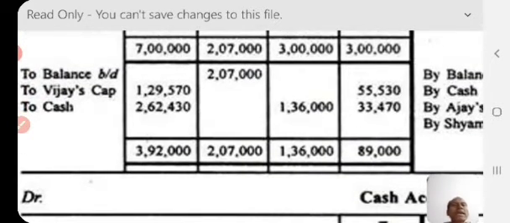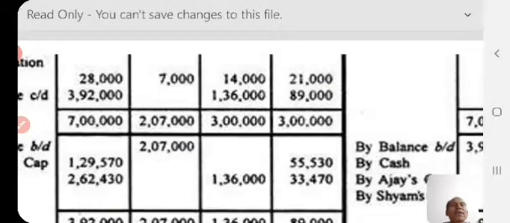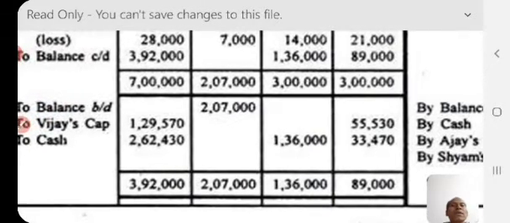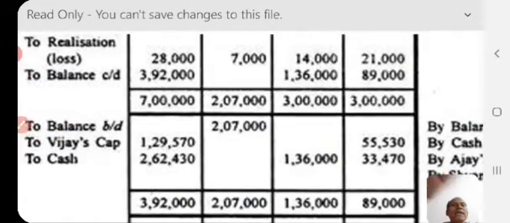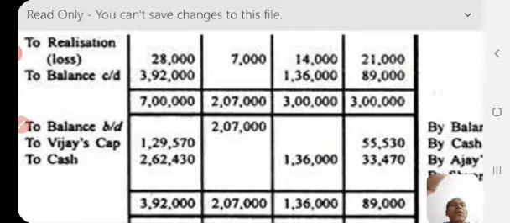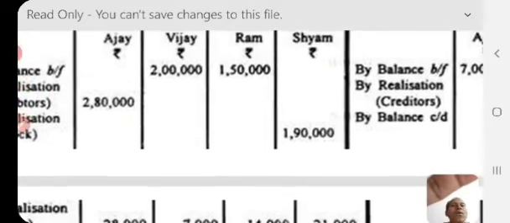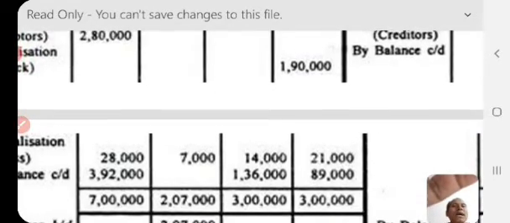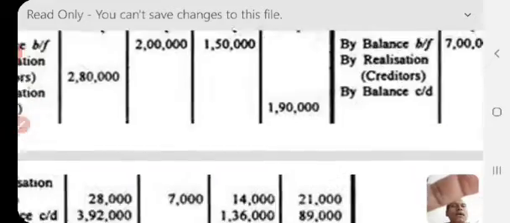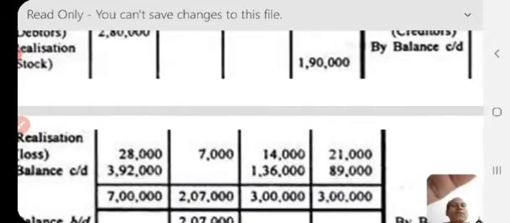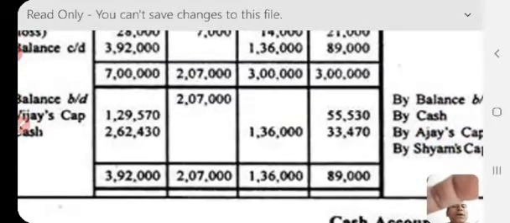So Vijay's capital is 1,29,570. This is one. The balance is 3,92,000, and Ram's is 1,36,000, and Sham's is 89,000. These are the balances. Okay, they are mentioned here.